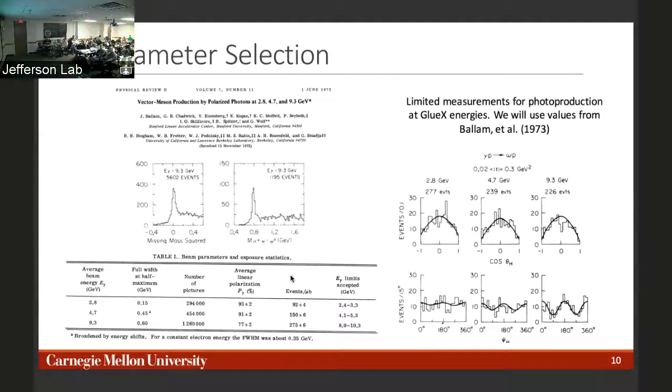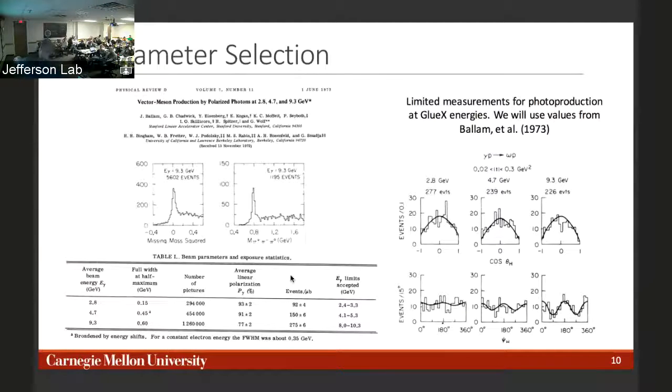So what do they fit? They take these events, cut around the omega mass, and then produce plots like this. What we're interested in is this 9.3 GeV. This is their distribution in cosine theta, and then in this psi angle, which is kind of the difference between the big phi I was talking about before and the little phi.